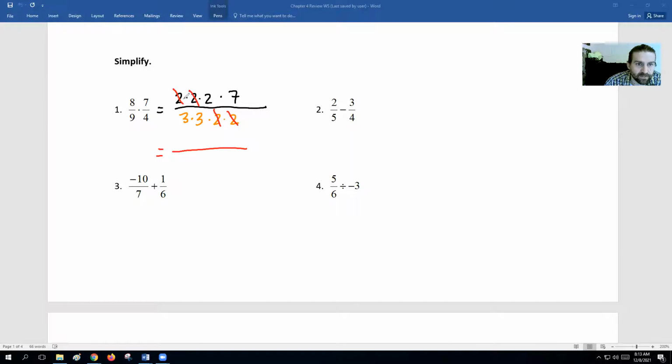Okay, so the 2's cancel out. On the top, we have 2 times 7, that's 14. On the bottom, we have 3 times 3 is 9, and there's our answer, 14 over 9. It's already reduced.